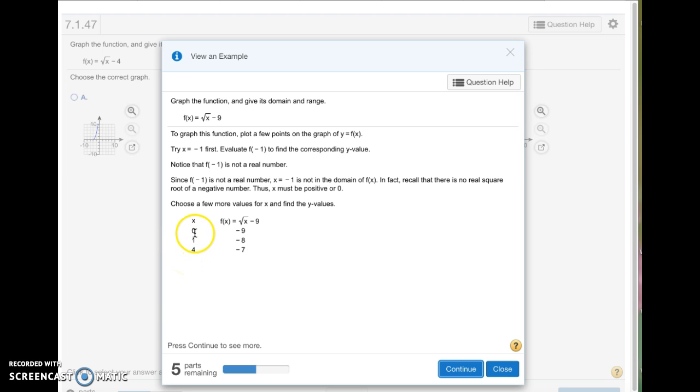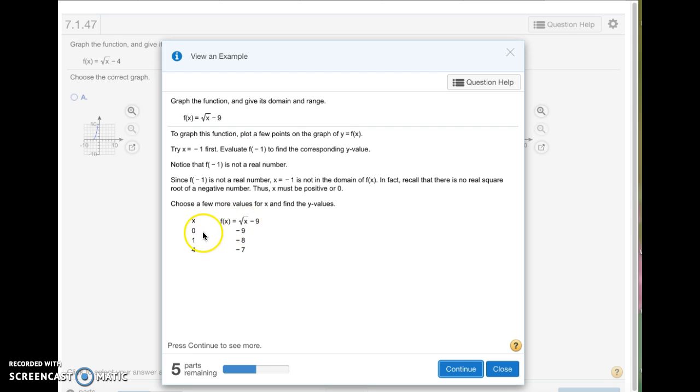Now, you could always choose 0, 1, 9 if you want, or 16, any number that can be taken out of the square root. It doesn't matter. You could choose any number. But these are just to simplify your process, to simplify the graphing.